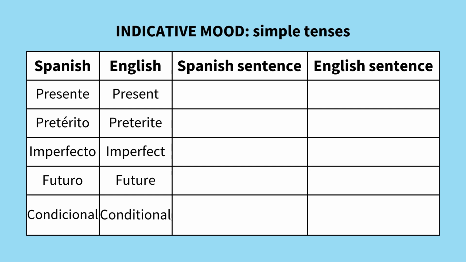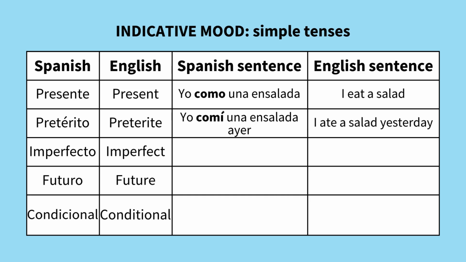Let's take a look at some examples with the verb to eat, comer. In present, yo como una ensalada. I eat a salad. Yo como. And it's not necessary to use the pronoun. I'm just going to leave it there. For the preterit, pretérito, yo comí una ensalada ayer. I ate a salad yesterday. Yo comí. It's done. There's nothing else to it.